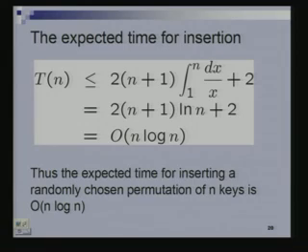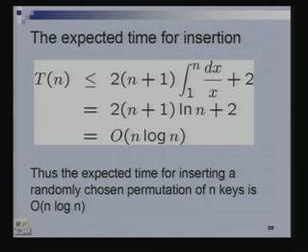So what are we saying? We looked at all the n factorial different permutations possible. We computed the total time taken to insert all those n factorial different permutations, and we took the average. And what did we get? We got n log n. Recall, we saw the worst case was n squared.